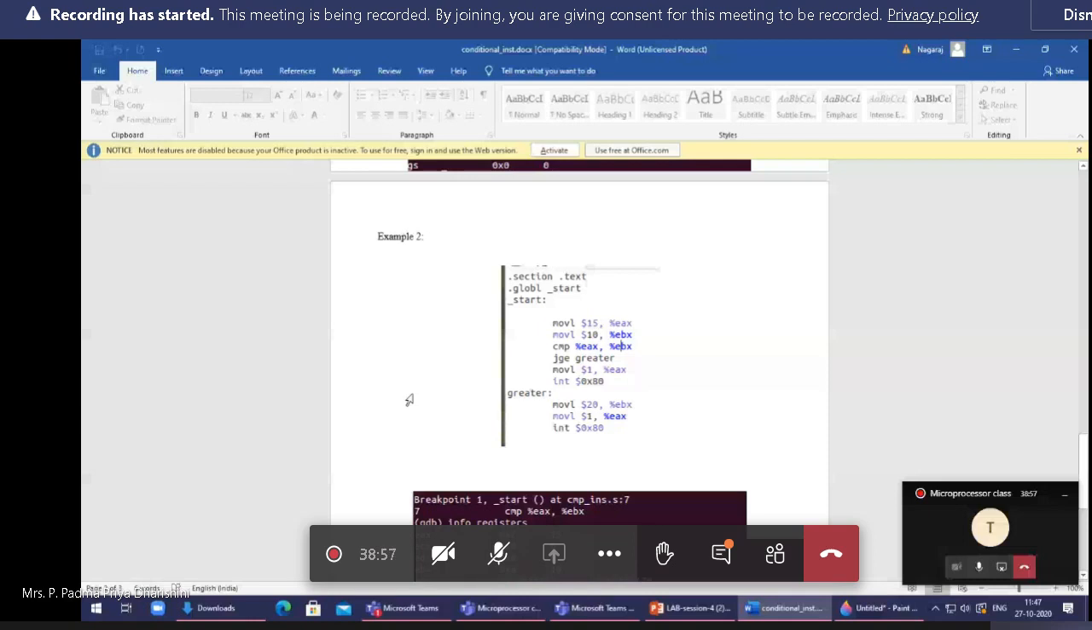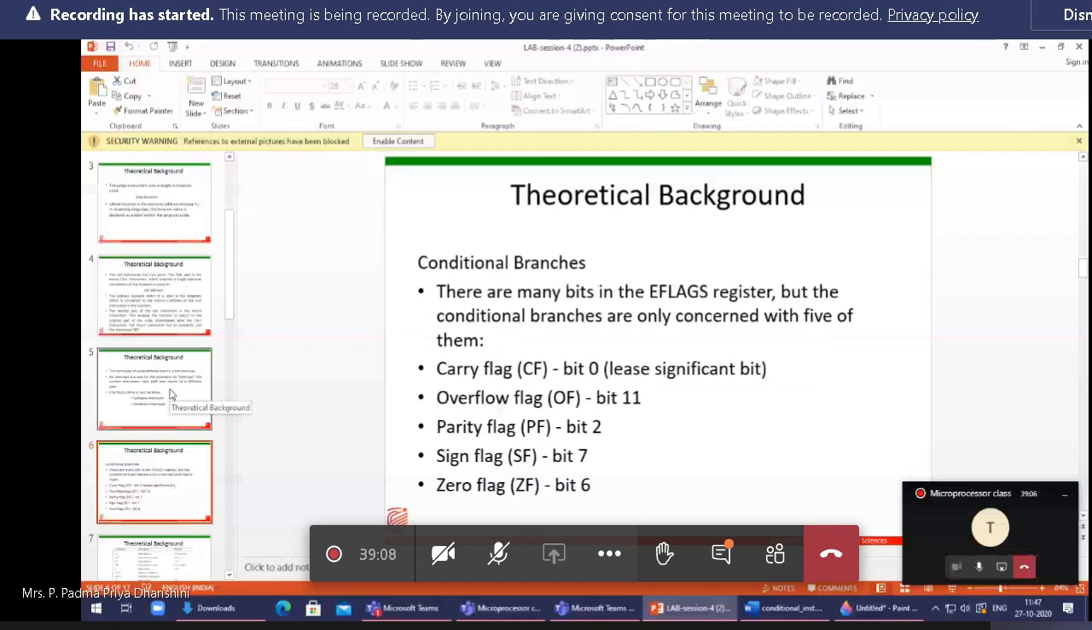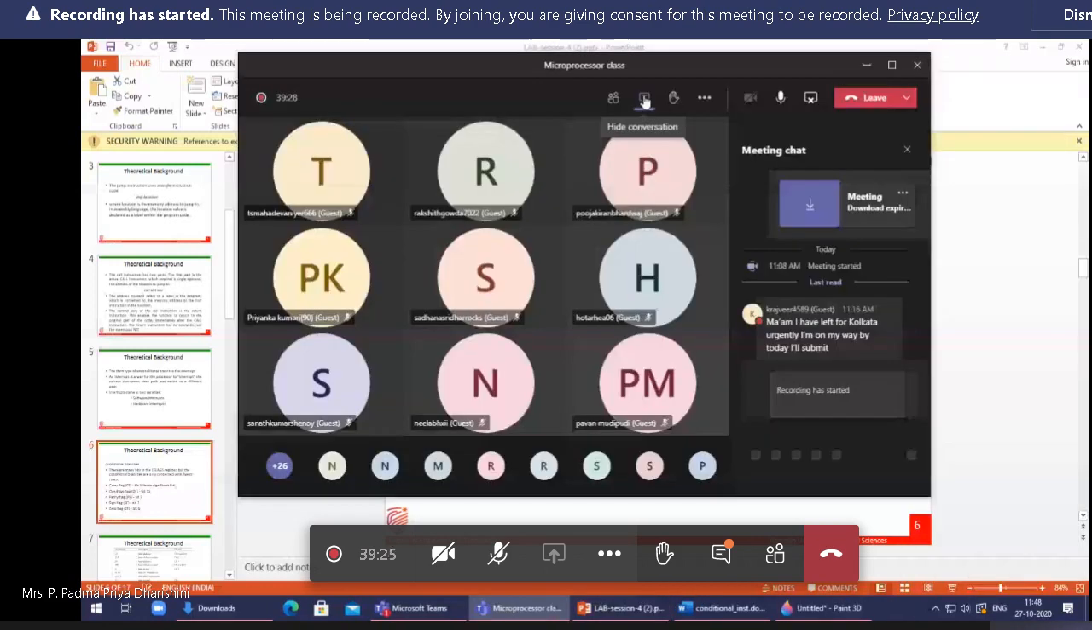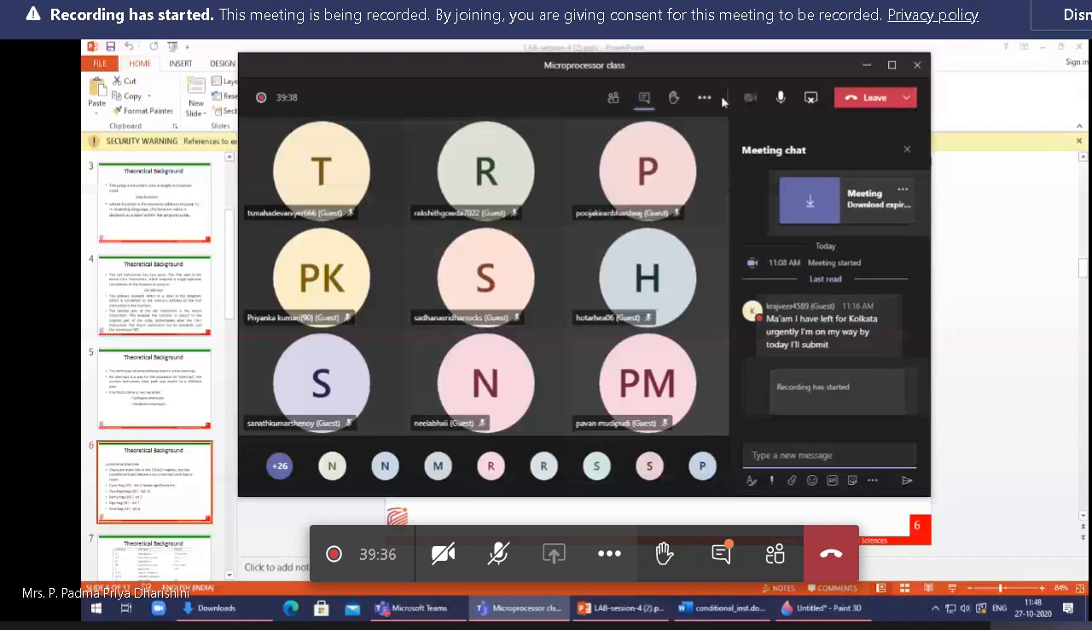Before that I want to ask a few things. Are you able to understand? Is it clear, what is the compare instruction? What is jump equal to? Are both these concepts clear? Any doubt in this? Please respond. Are you able to understand? Any doubt in this?